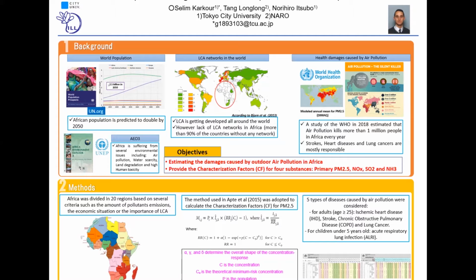There are only few countries with networks, and we also know that the damage caused by air pollution in Africa is very important. So according to a study by the WHO in 2018, there are about 1 million deaths every year in Africa due to air pollution, and the diseases which are responsible for this damage of air pollution are mainly strokes, heart disease, and lung cancer.